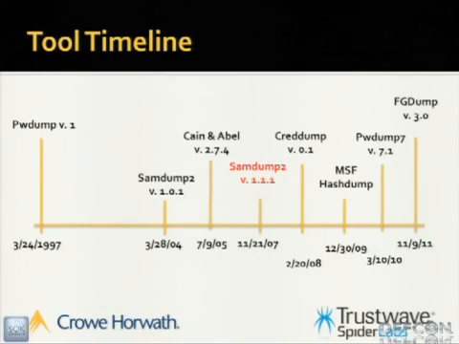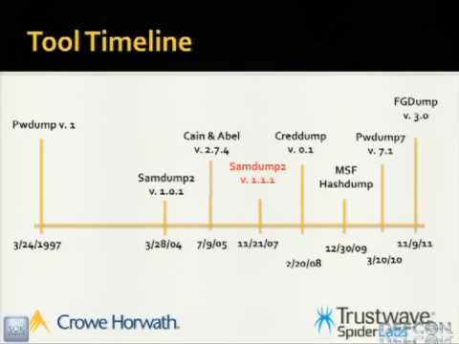When we look at this from a timeline perspective, we saw the relationship. I want to quickly go through where we started. This reaches all the way back to 1997, when PWDump version 1 was released. There were quite a few tools introduced in between, but then SamDump was released in 2004. We had Cain and Abel start doing this method in 2005. And then in 2007, something really cool happened.